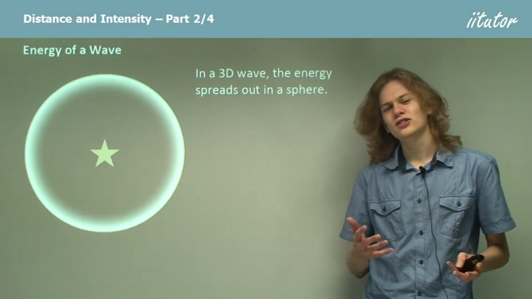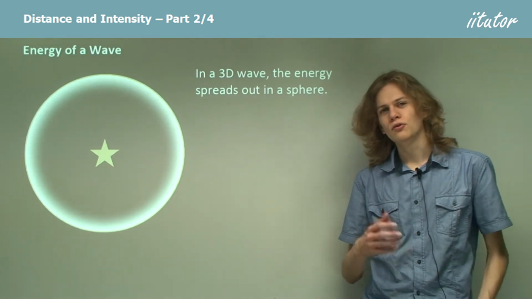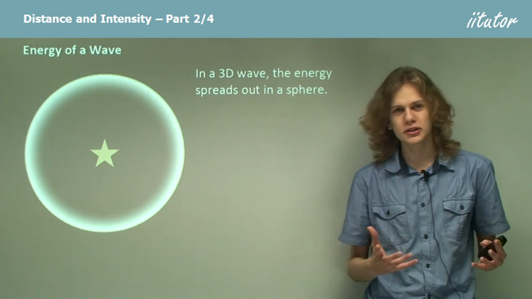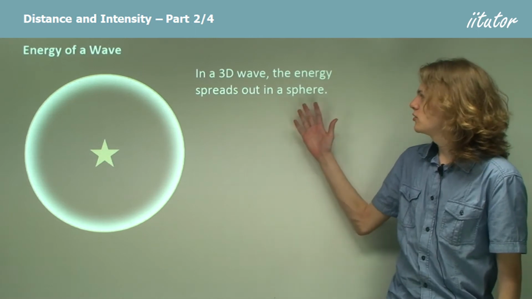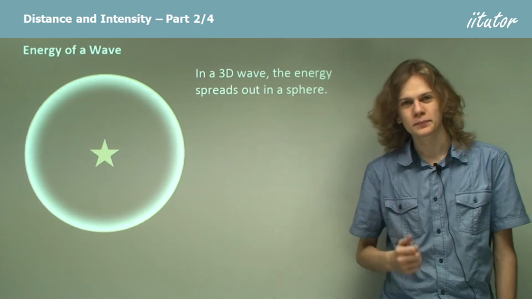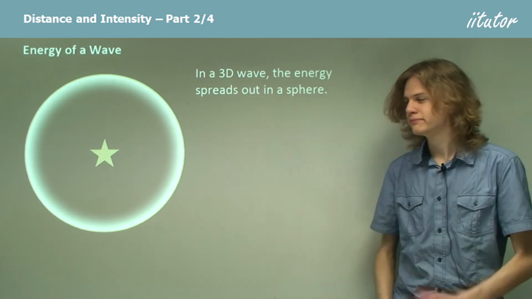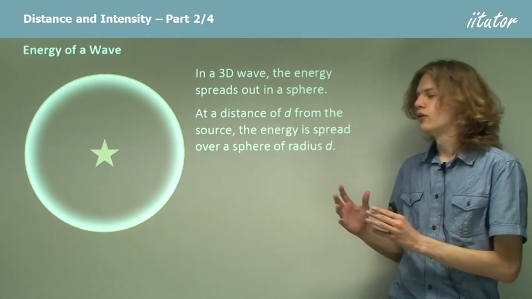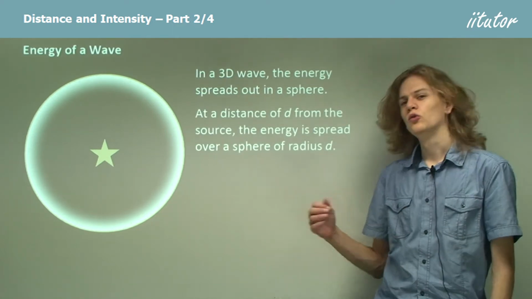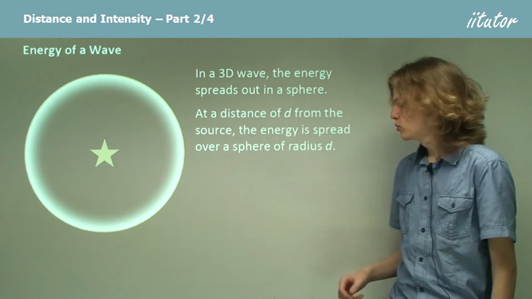So how exactly does the wave spread out? Well, if the wave is traveling at the same speed in all directions, then we would expect the energy to spread out in a sphere, like this diagram indicates. So at a distance d from the source, it will be spread over a sphere with radius d.